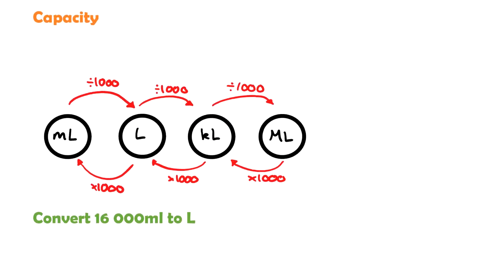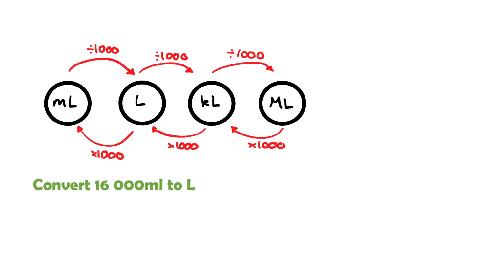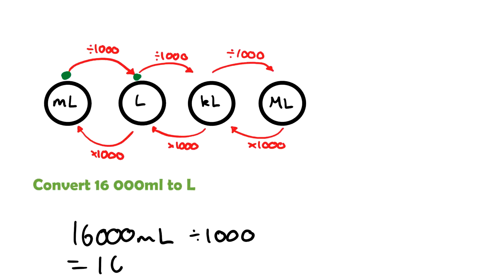And the last one, capacity, very similar to mass, all neat 1000s. So if I'm going to convert 16,000 milliliters to liters, I know I'm going from milliliters to liters, so I'm going to be dividing by 1,000. So 16,000 milliliters divided by 1,000 equals 16 liters. Remember to always put your units in.